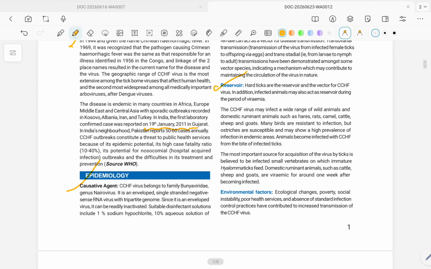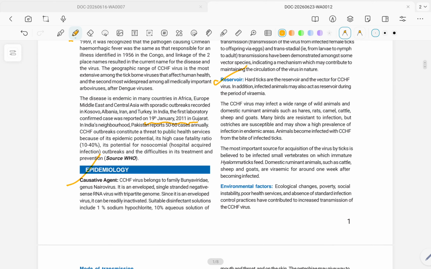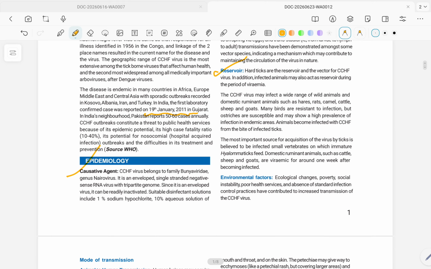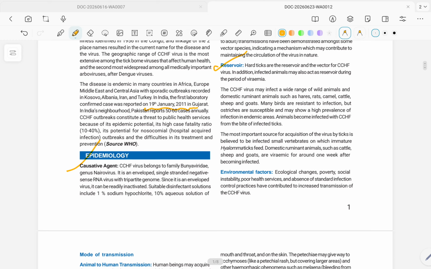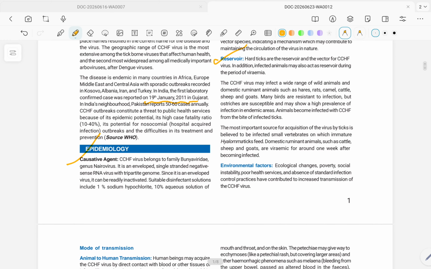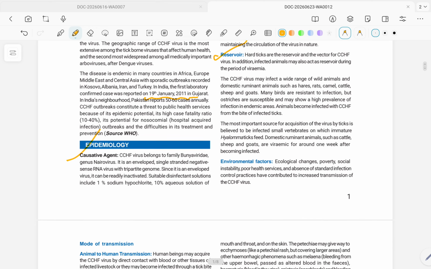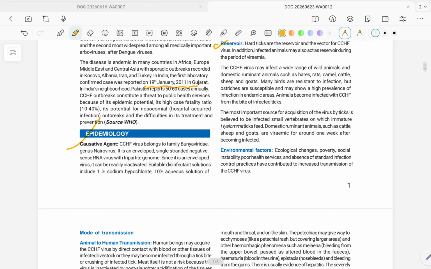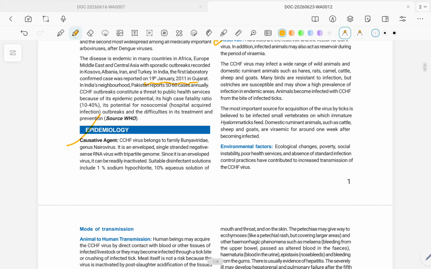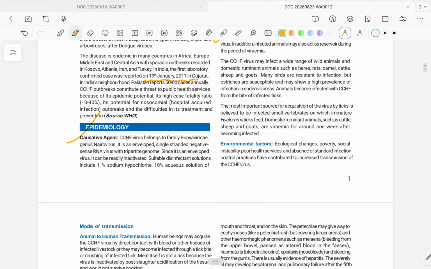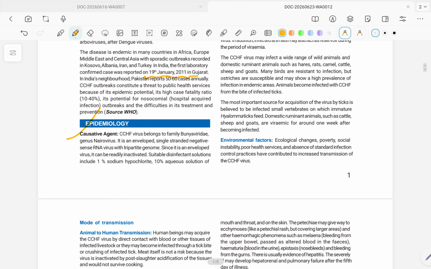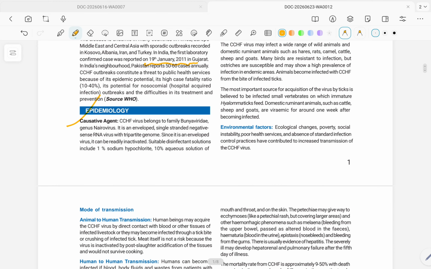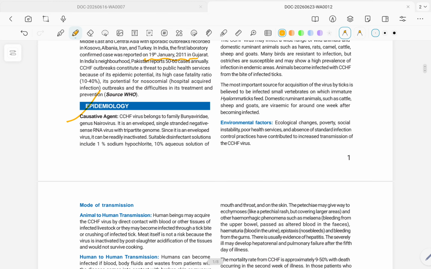Reservoir. Hard ticks are the reservoir and the vector of CCHF virus. In addition, infected animals may also act as a reservoir during the period of viremia. The CCHF virus may infect a wide range of wild animals and domestic ruminant animals such as hare, rat, camel, cattle, sheep, and goat. Many birds are resistant to infection, but ostriches are susceptible and may show a high prevalence of infection in endemic areas.